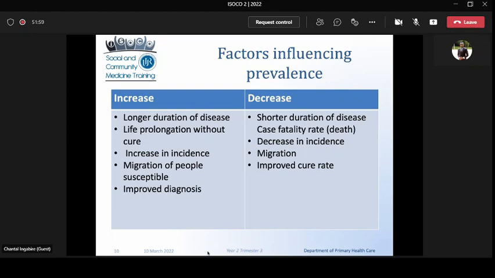For instance, if there is a strong disease which is leading to high mortality or even high morbidity and mortality, the death of the people might also explain the reason why the prevalence is decreasing. We might also relate it to the decrease in terms of the incidence, in terms of migration, but also in terms of the improved cure rate. And I think one of you mentioned the diagnosis and treatment. Indeed, when there is early treatment, this is going to lead to the decrease in terms of the prevalence.